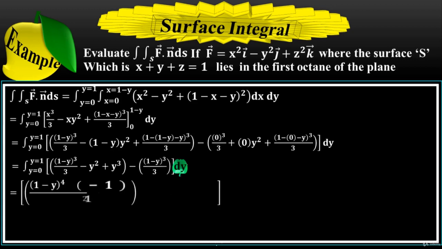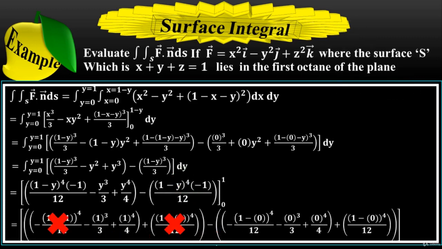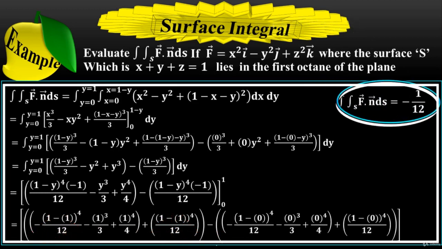Now integrate it with respect to dy, which equals (1 minus y) to the 4 times minus 1 over 12, y to the 3 over 3, y to the 4 over 4, (1 minus y) to the 4 times minus 1 over 12. I hope you have no issue here. It is a simple integration and you must know the basics. So expand the limits here, where these two terms will be 0 if you calculate. And finally I have the final surface integral value of that surface.